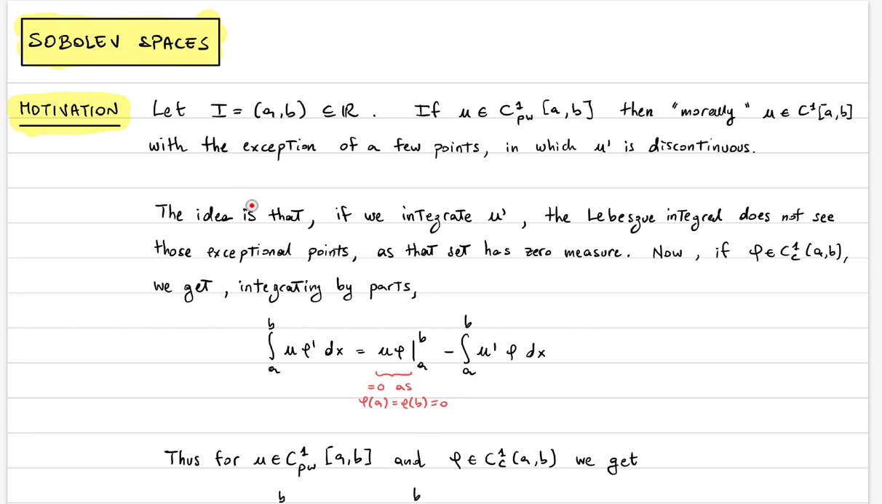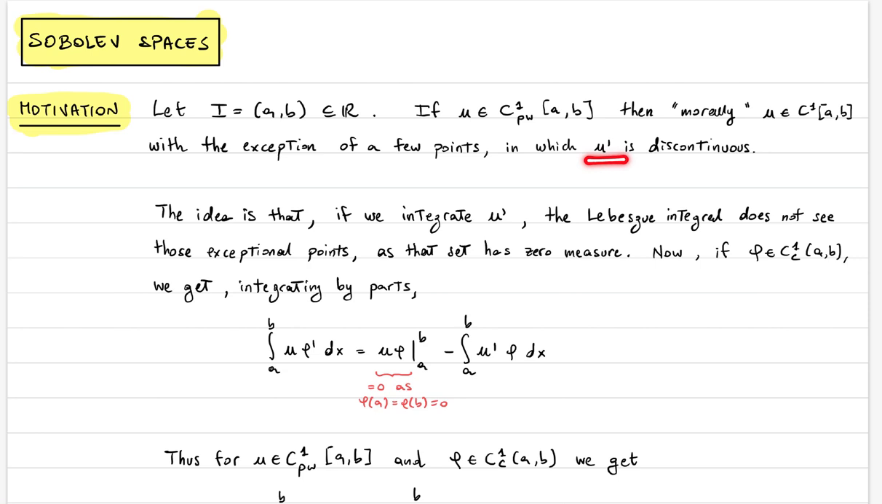So before giving the definition of Sobolev space, I would like to give some motivation for the definition to exist. So consider an interval in R and consider a C1 piecewise function u on (a,b). So u is C1 when restricted to elements of a partition of (a,b). So this was the definition of C1 piecewise. Then morally, the idea is that u is C1 except for a finite number of points in (a,b), in which the derivative is discontinuous.